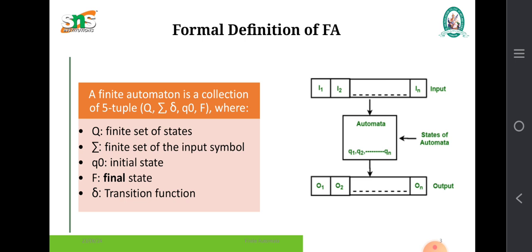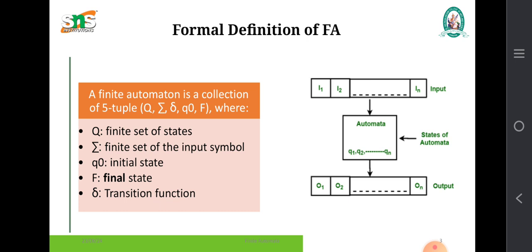Then we are going to see the formal definition of finite automata. It is nothing but a collection of 5 tuples: Q, sigma, delta, Q naught and F. So what are those 5 tuples? Q is nothing but a finite set of states. So different states are denoted inside your Q. And what is the sigma? As we have studied already, it is nothing but the alphabet. So what will that alphabet have? It will have a finite set of input symbols.